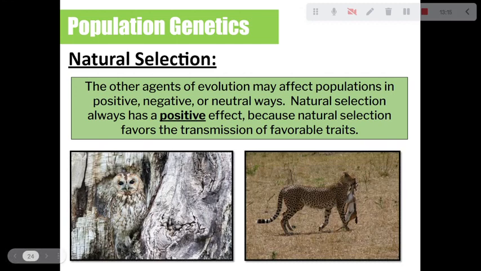So, the other agents of evolution may affect populations in positive, negative, or neutral ways. Natural selection always has a positive effect because natural selection favors the transmission of favorable traits.